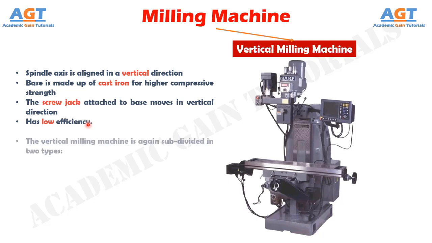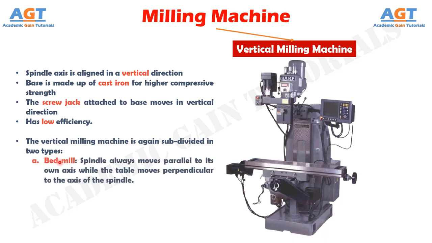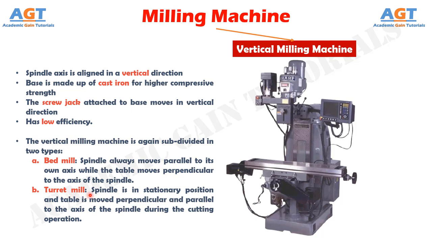The vertical milling machine is again subdivided into two types. Number 1, bed mill. In bed mills, the spindle always moves parallel to its own axis while the table moves perpendicular to the axis of the spindle. And number 2, turret mill. In turret mills, the spindle is in a stationary position and the table is moved in such a way that it will always be perpendicular and parallel to the axis of the spindle during the cutting operation.